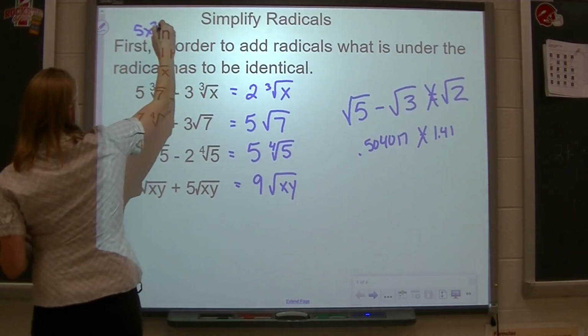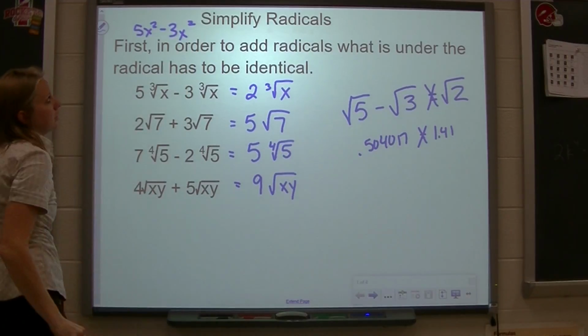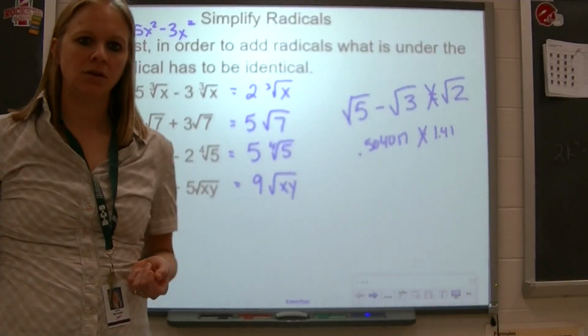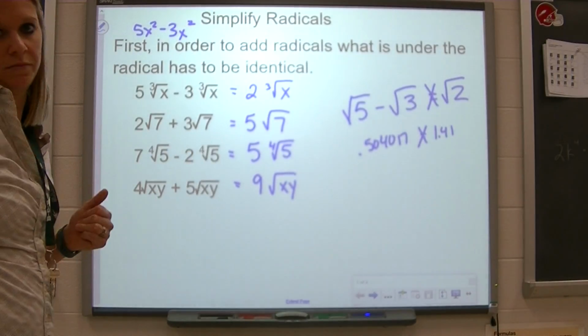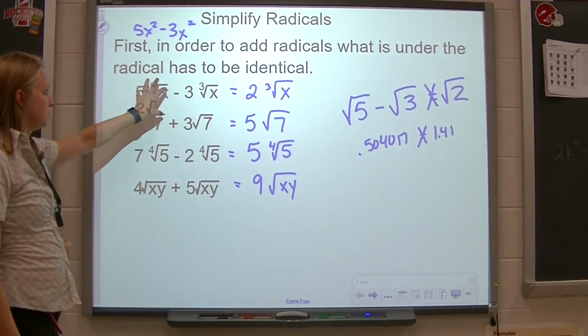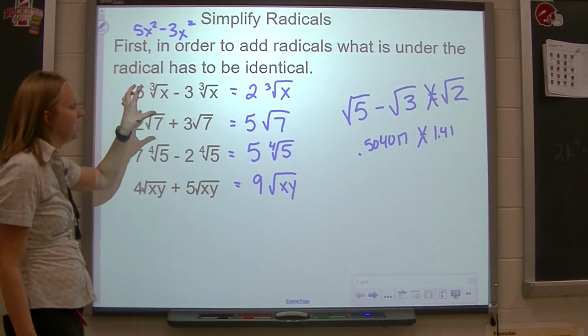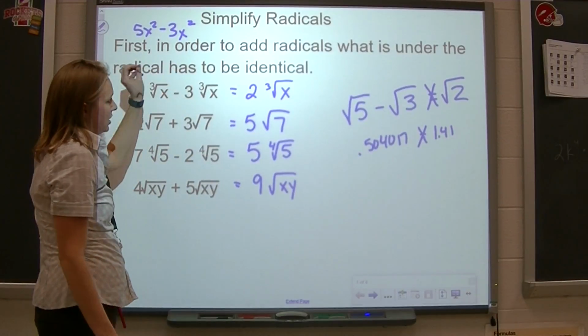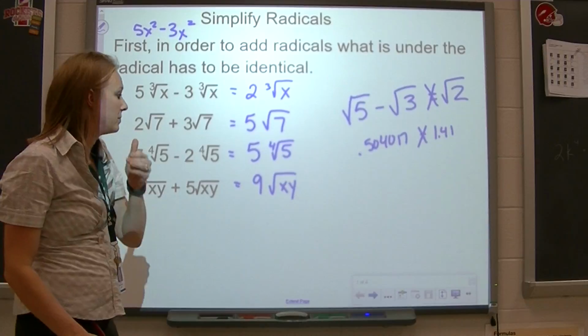So really, in a sense, it's almost like x squared even. If I had 5x squared minus 3x squared, it doesn't equal 2. The x squareds don't cancel. It equals 2x squared. Okay, so I have 3 radical x's, and I'm taking away 3 radical x's. So how many radical x's do I have left? 2. Okay?